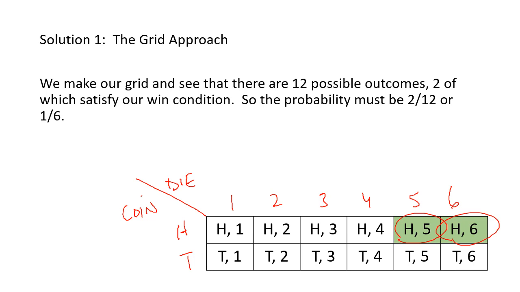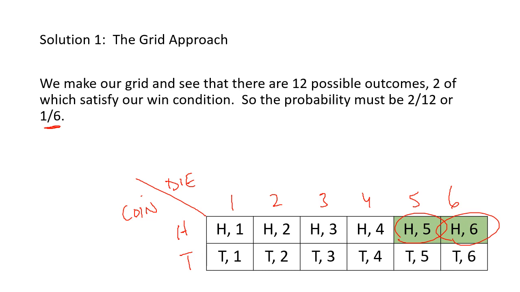We know that this is uniformly distributed. The heads and tails both have equal probability, and the 1, 2, 3, 4, 5, 6 all have equal probability, so we know those are all uniformly distributed as well. So everything inside the grid is a uniform probability. Everything has the same probability, and there's 12 different things, so the probability must be 2/12, or if you want to reduce it to 1/6, you certainly can.